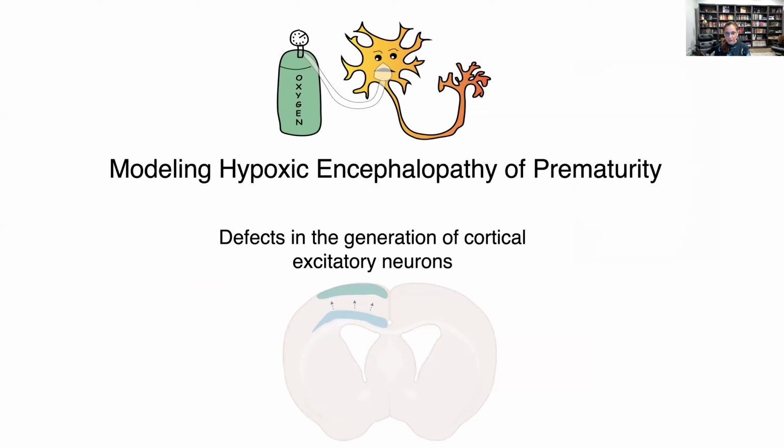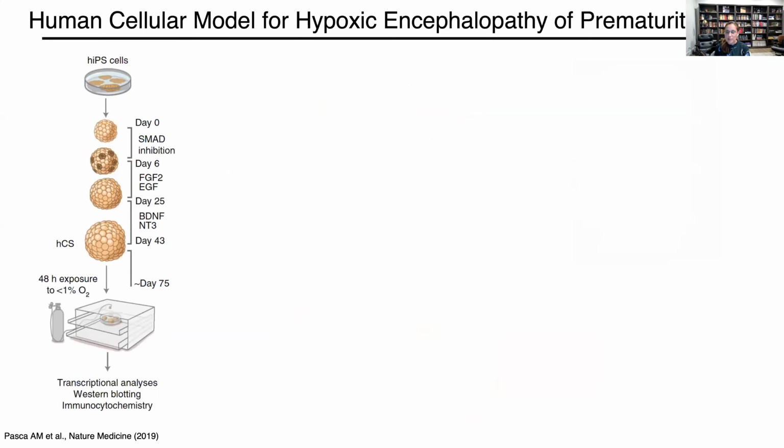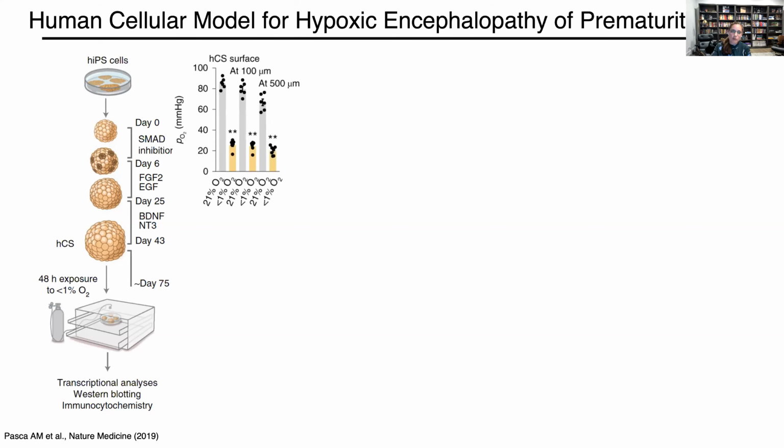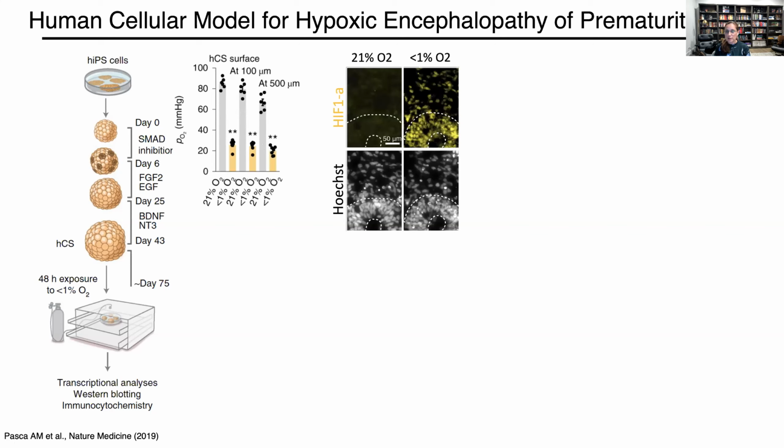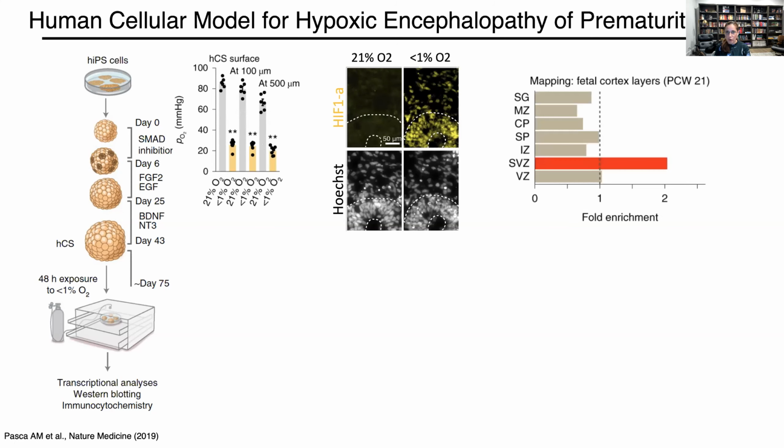And using this model, this is a very simplified and fast version of the model, we studied the defects in the generation of cortical excitatory neurons following exposure to hypoxia. So after about 75 to 80 days, we expose them to hypoxia, and I can answer questions about how we chose these conditions. But practically, we showed that when we measured the oxygen level at baseline, we have partial pressure of oxygen of around 65 to 85 in the organoids, and then we dropped the level to around 25 to 30 in hypoxic conditions, and that's enough to induce hypoxia in our organoid models.